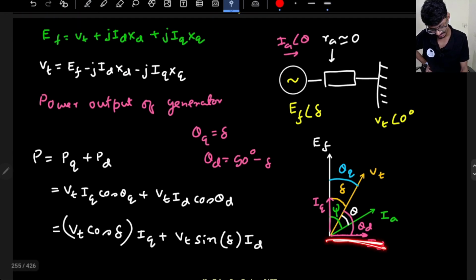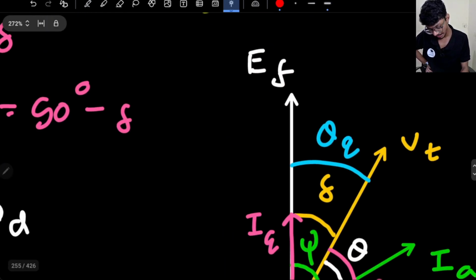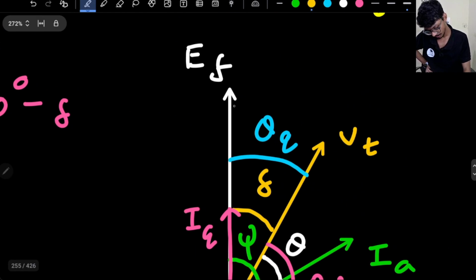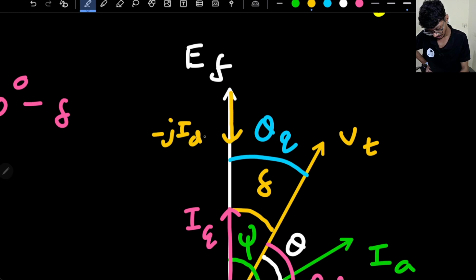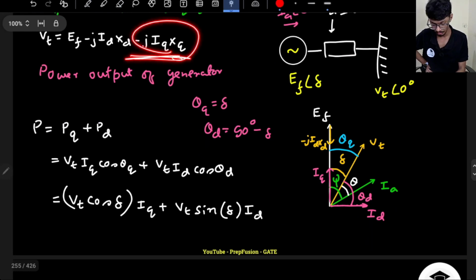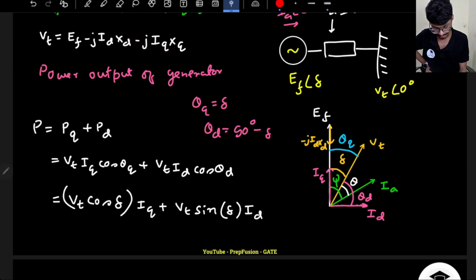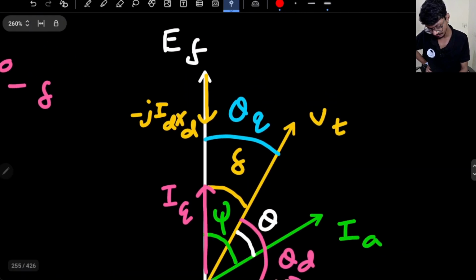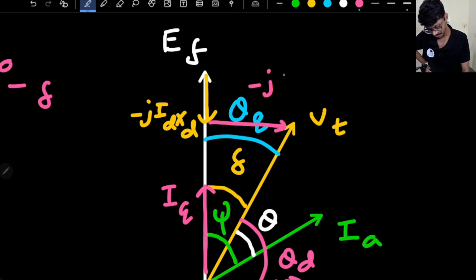So ID is here, minus J means clockwise. So I have to subtract from EF along this direction, right? This will be minus J ID into XD, and this is minus J IQ into XQ. Minus J means in the clockwise direction, so in this direction I have to move. Then I will reach my VT basically. So if I move in this direction, minus J IQ into XQ, then I will reach VT.